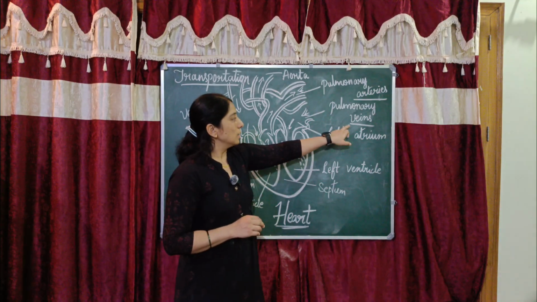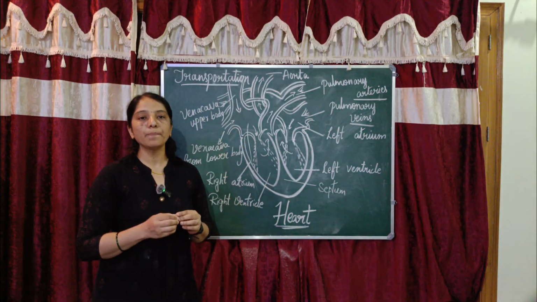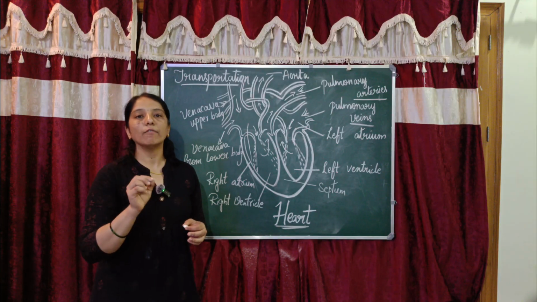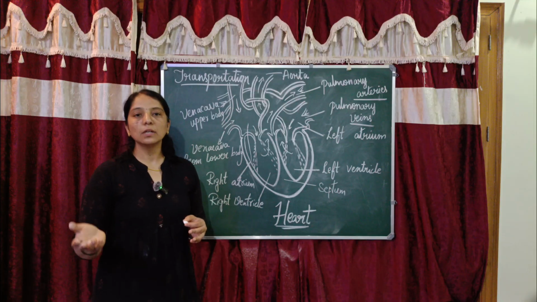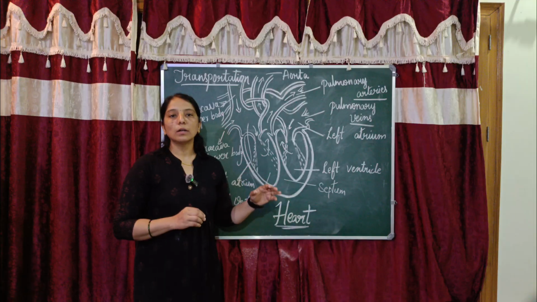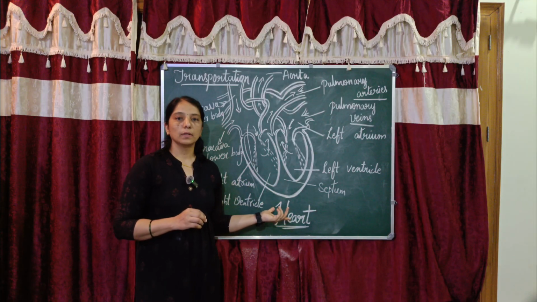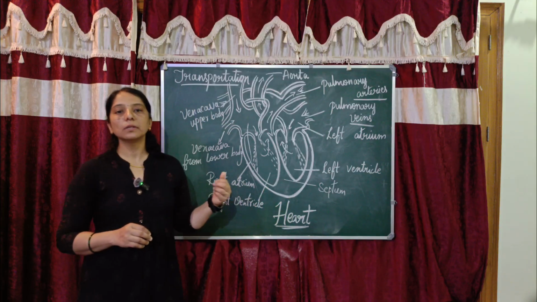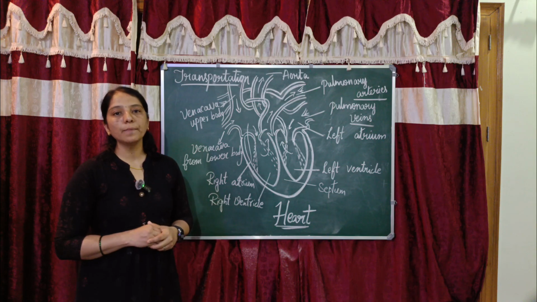Then veins collect the blood from all over the body and enter into the heart. So these have only thin walls. There is no need of high pressure. They have a low pressure. So these are the important questions related to the heart, that is, the transportation system. What is double circulation? Explain this and also differentiate between arteries and veins.